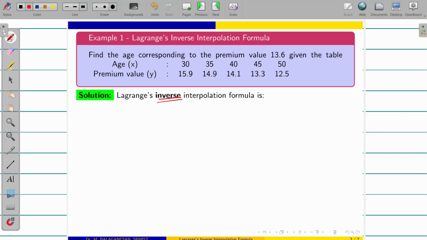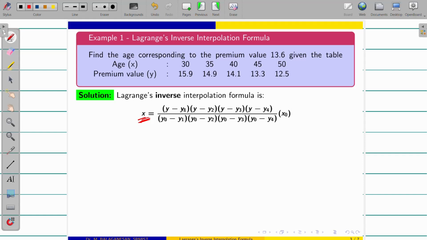Lagrange's inverse interpolation formula: we have to write x equivalent to. If you want to find the x value, it will be the inverse interpolation formula. Do not make the mistake here. If you want to find y, as usual, what we have done already in all the methods, we can use Lagrange's interpolation formula. If you want to do it in reverse, that is, if you want to find the value of x, we have to use the inverse interpolation formula.